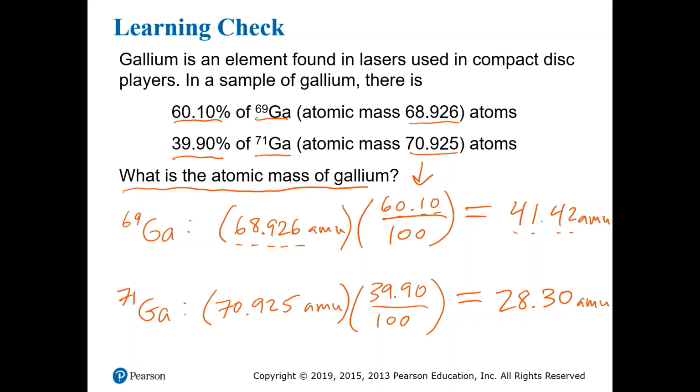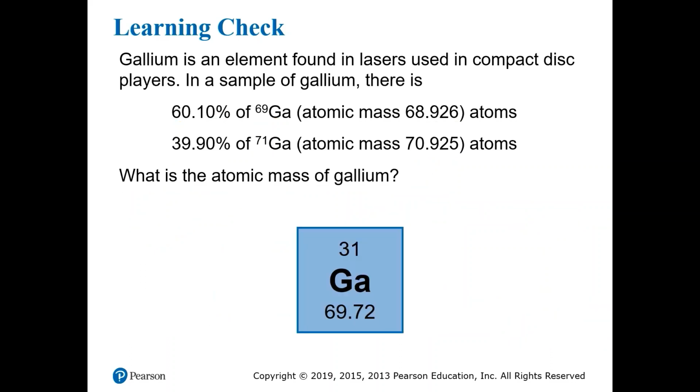And then when we add them together, luckily, they both have the same number of decimal places, so we're just going to end up with 2 decimal places. And when we add them together, we get 69.72 AMU. Okay? And so if we look on the periodic table, we'll find that it says the atomic mass of gallium is 69.72.